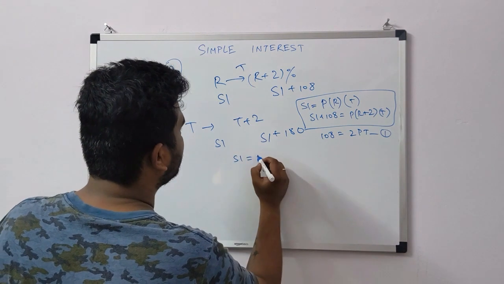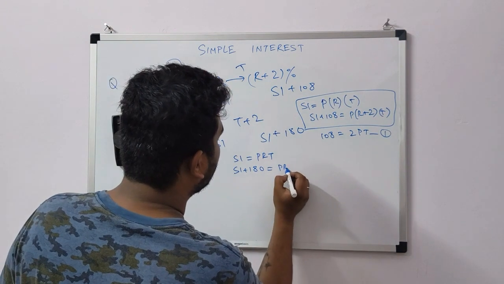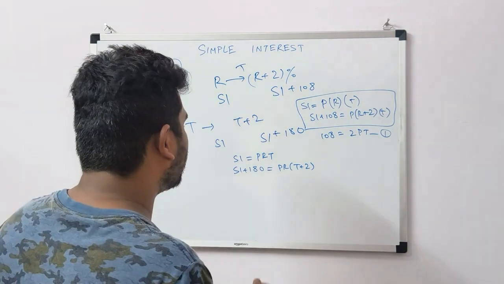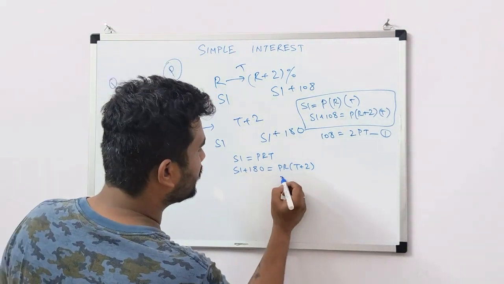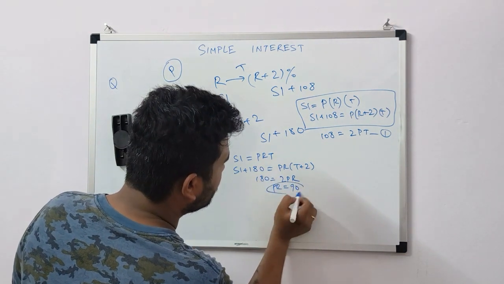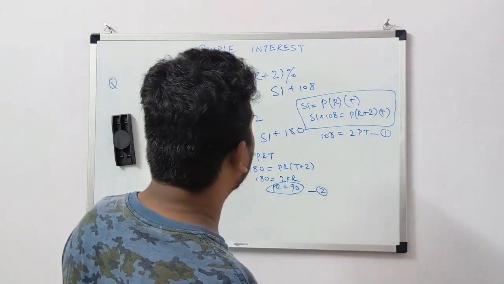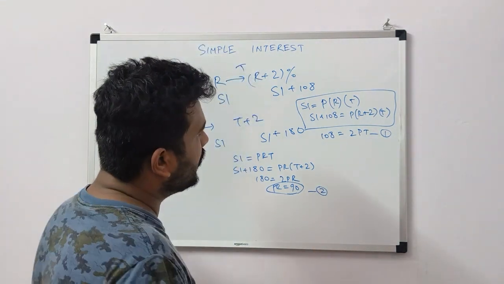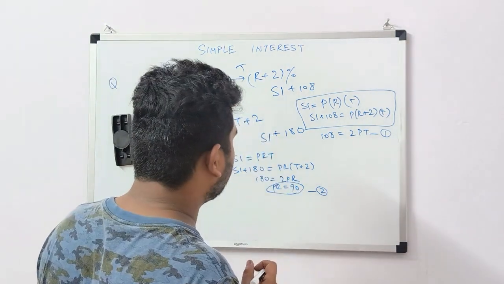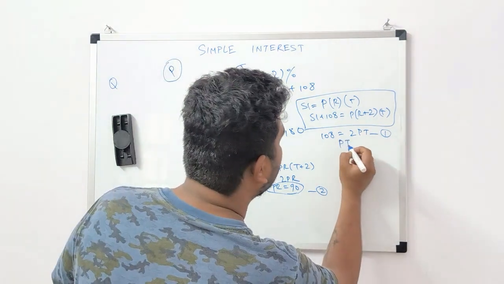Again, time. Simple interest is PRT, but simple interest becomes SI plus 180 when it is PRT plus 2. This time rate is same, right? Principal time increases. So again, these two will get cancelled. 2PR will be 180 or PR is 90. So this is second information. If PR is 90, now what? So we need to find principal, and to find principal we can put, what is this? PT is 51.